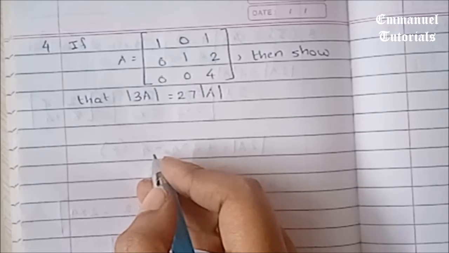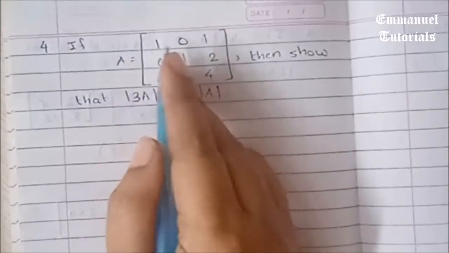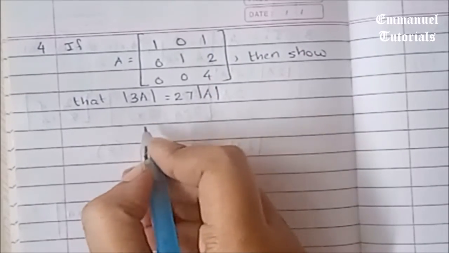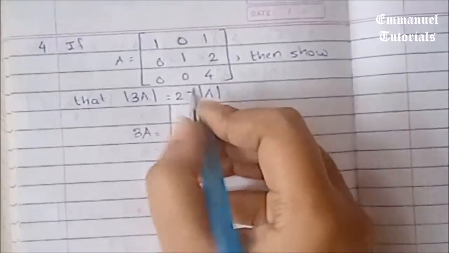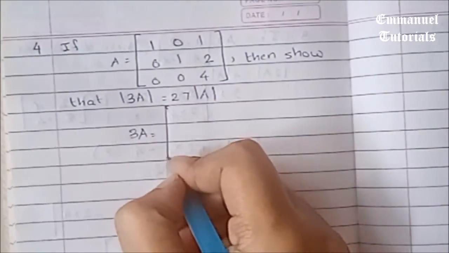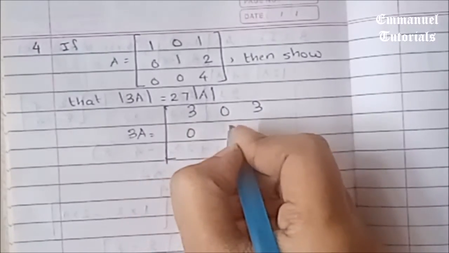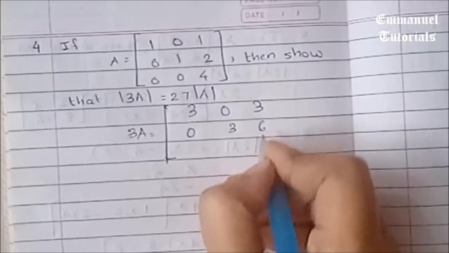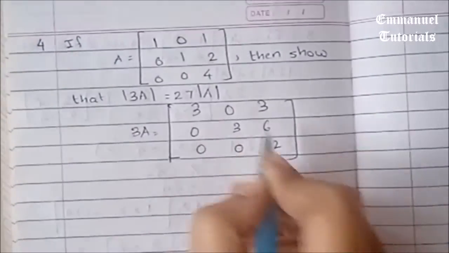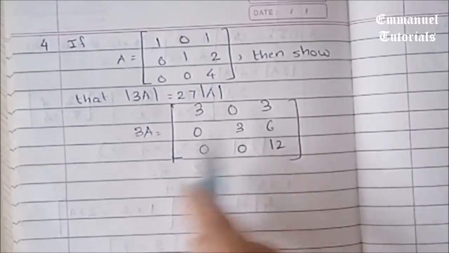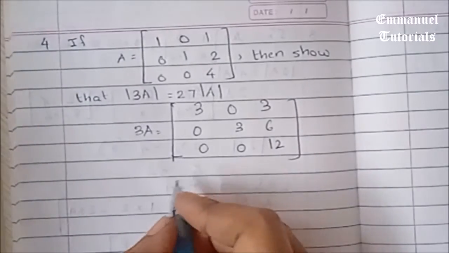Now let's try to find out 3A, matrix 3A. So that is going to be multiplication of 3 by every element. So it is going to be 3, 0, 3, 0, 3, 6, 0, 0, 12. So we have just multiplied every element of the matrix by 3. So now we are going to find out the determinant value.